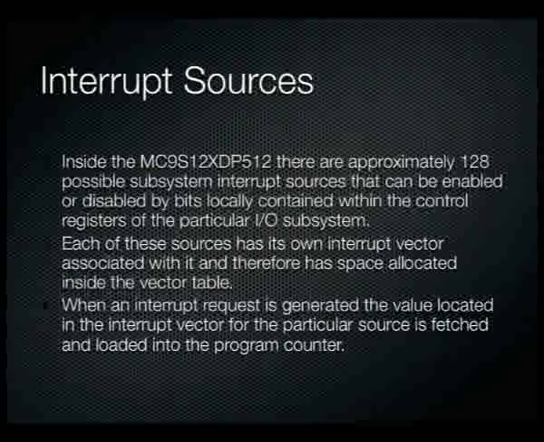So when an interrupt request is generated, the value located in the interrupt vector table for that particular source is fetched and loaded into the program counter. So before, when I did that example and we magically found the program counter value from somewhere, it actually came out of the interrupt vector table. So when we do the halting and we save the context and we load a program counter value from somewhere, that program counter value comes out of the interrupt vector table.